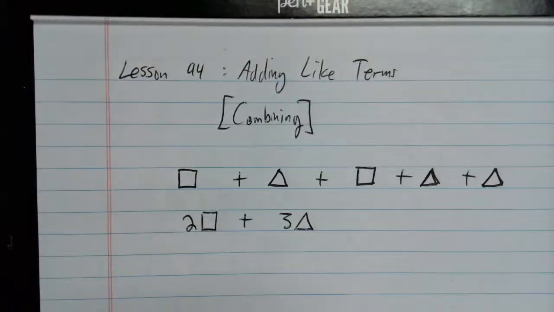Can I combine it any further? No, because a square and a triangle are 2 different shapes. Those are going to be unlike terms. Don't get crazy. So that is the essence of what we're going to be talking about in this lesson: the things that are alike are going to be combined into consolidated or condensed terms.